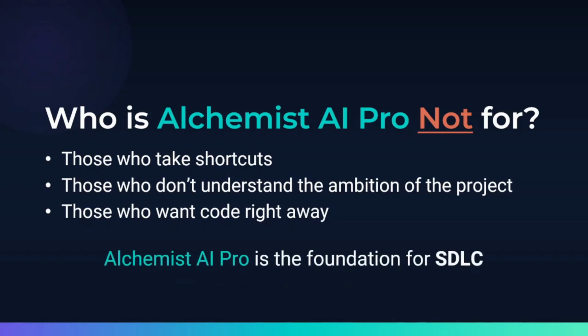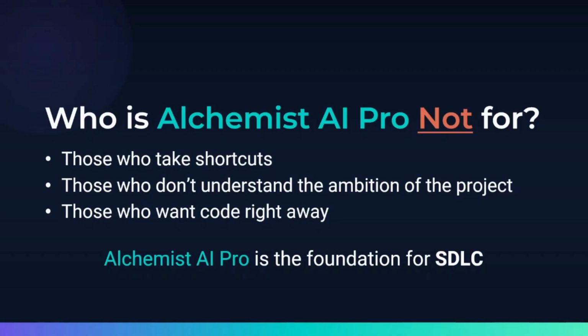Alchemist AI Pro is the foundation of the software development lifecycle. If that sounds like a heavy phrase for a demonstration, it's meant to be. Specifications written here are meant to hold up under everything that comes after.